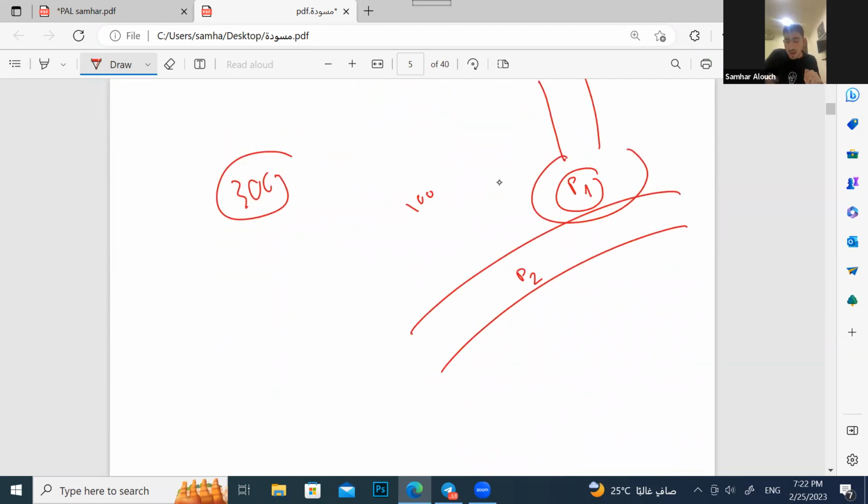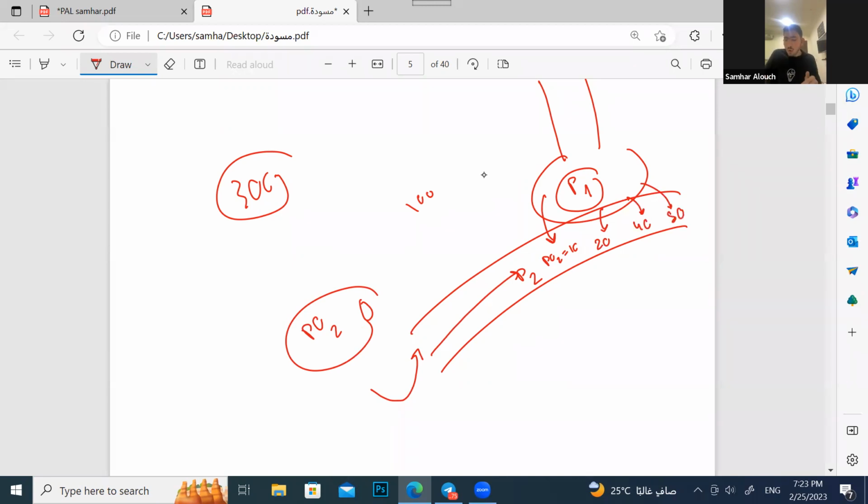This blood has just come from the pulmonary artery and entered the capillaries, okay? And it has, let's say, 0 PO2. The pressure is 0 because it has no oxygen. Now it has entered and gained some oxygen here, so it became PO2 equals 10. And here it got more oxygen, so it became 20. Here it became 40. Here it became 80.